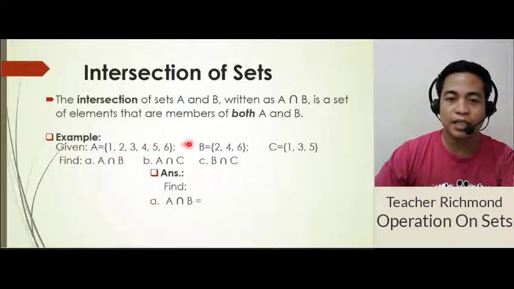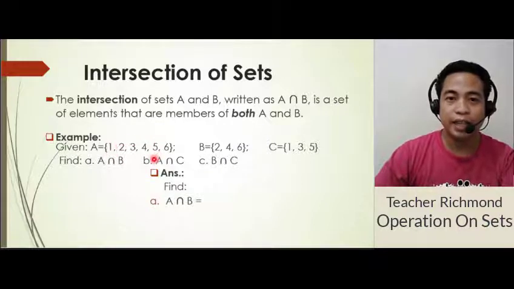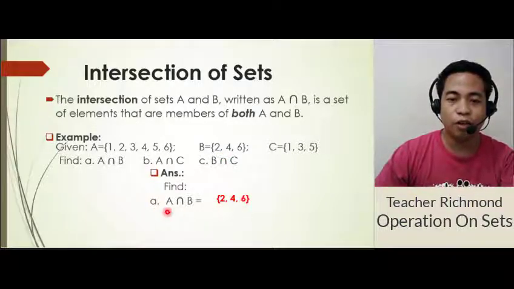So you will just look at set A and set B. What are the elements in set A that are present in set B? Okay, probably you've noticed it already that 1, is 1 present in set B? No, but 2 is present in set B. 3, is it present in set B? No. 4, is it present in set B? Yes. And 5, what about 5? Is it present in set B? No. And 6, what about 6? Is it present in set B? So what are the elements in set A that are present in set B? So we have 2, 4, 6. Therefore, the intersection of set A and B are 2, 4, 6.